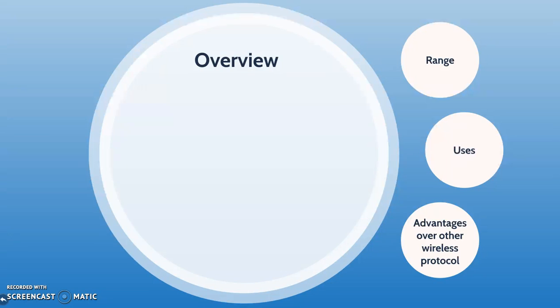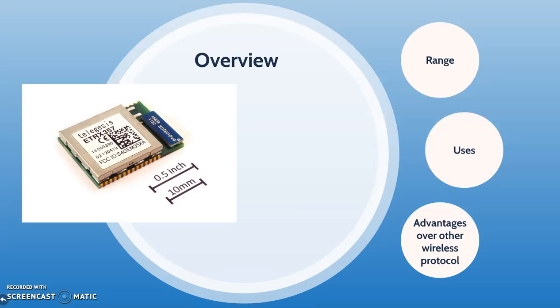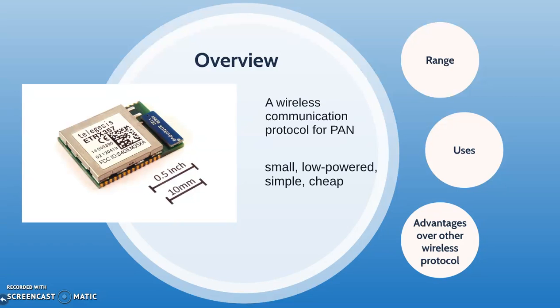ZigBee, which comes from the waggle dance of honeybees, is a communication protocol suitable for creating personal area networks within devices with a small, low-power digital radio. The development of ZigBee targeted giving a simpler and cheaper wireless personal area network than Bluetooth and Wi-Fi. The device transmits the data through mesh networking from intermediate devices to the more distant one.